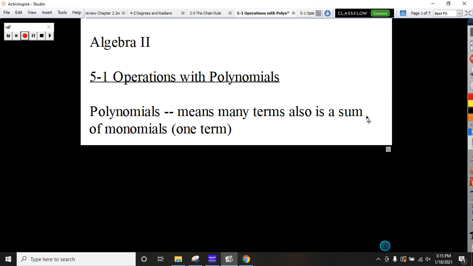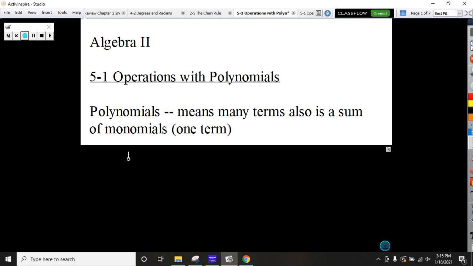The other thing it's also defined as is a sum of monomials. A monomial will just be one thing, and we've talked about that a little bit already. When we were factoring, we factored trinomials, because a quadratic had 3 different terms. So with polynomials, we just have an equation that has many terms.